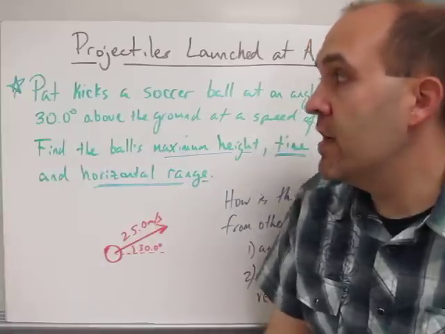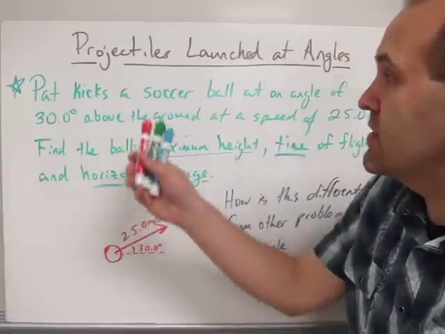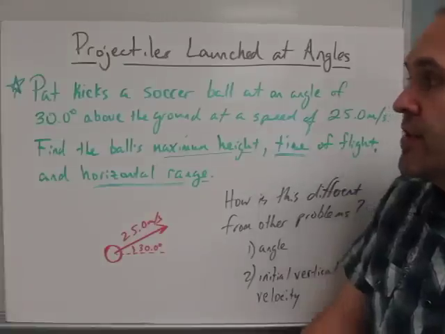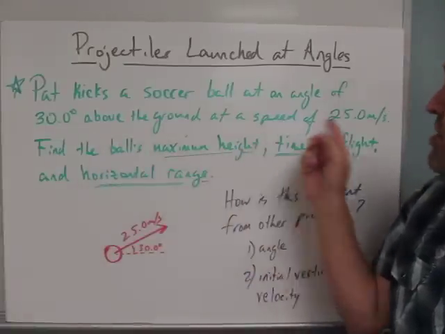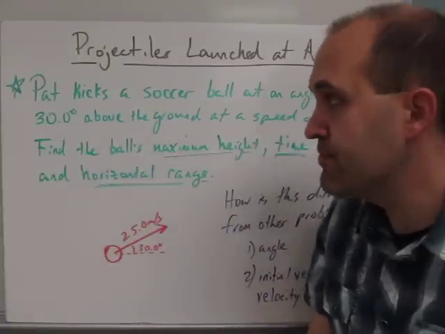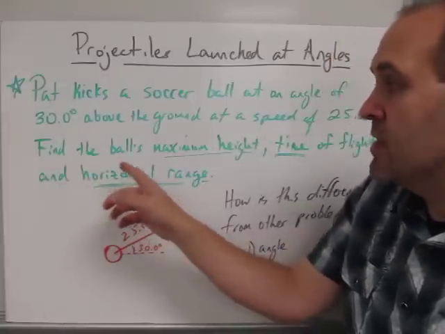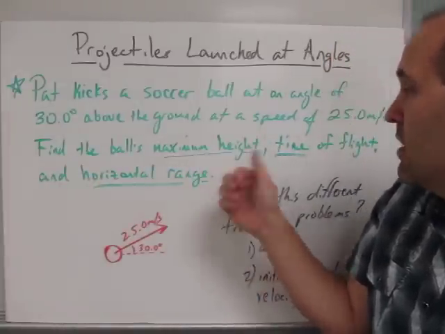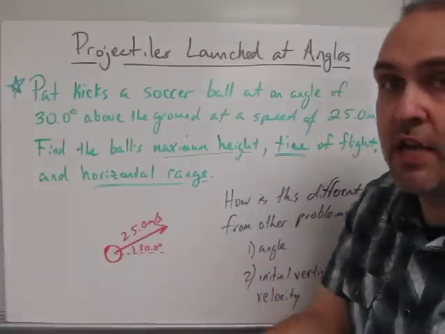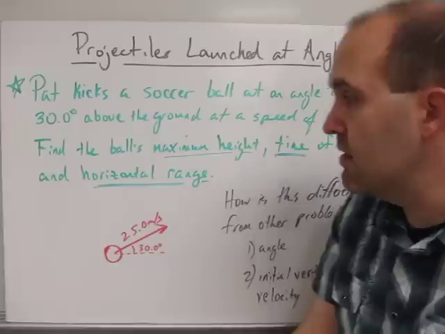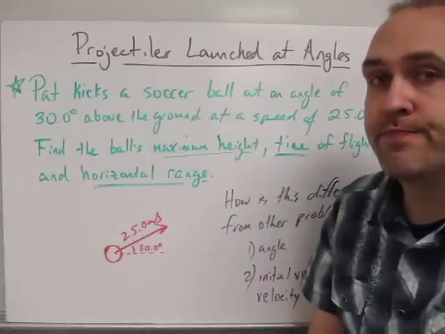Let's imagine that we have a soccer player named Pat. Pat kicks a soccer ball at an angle of 30 degrees above the ground at a speed of 25 meters per second. That's about 50 miles an hour. I think that's possible. Find the ball's maximum height, the time of flight, that is the total time it's in the air from the ground till it hits the ground again, and the horizontal range.